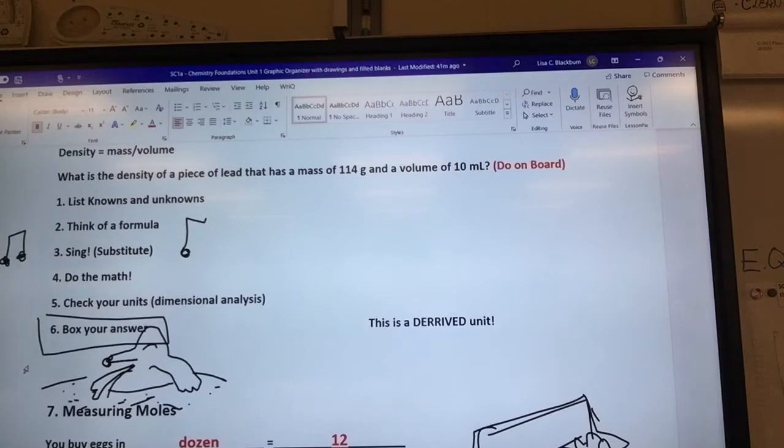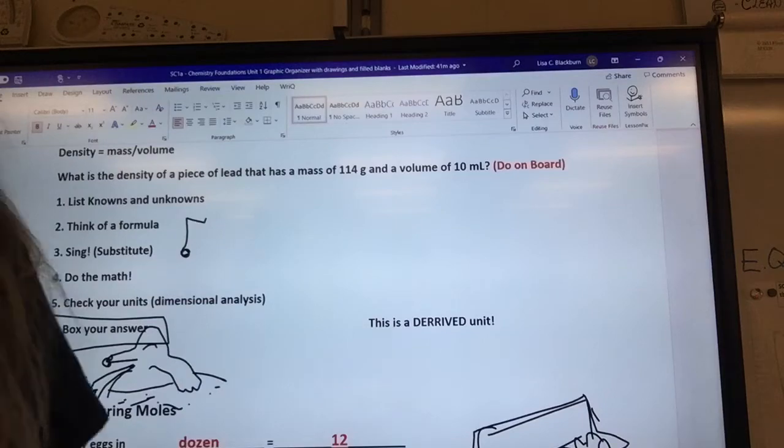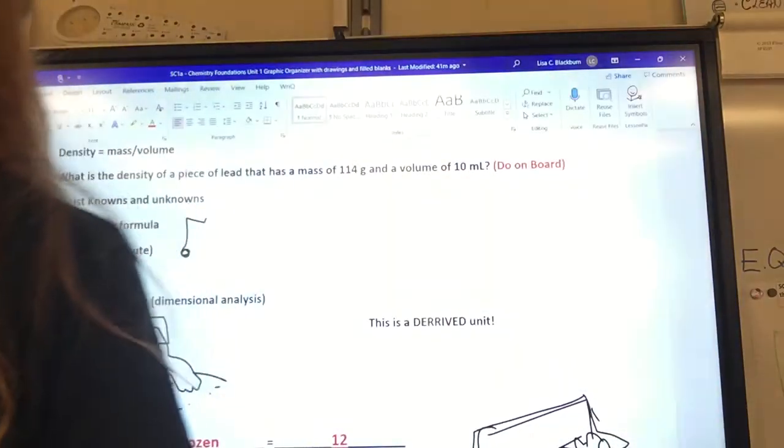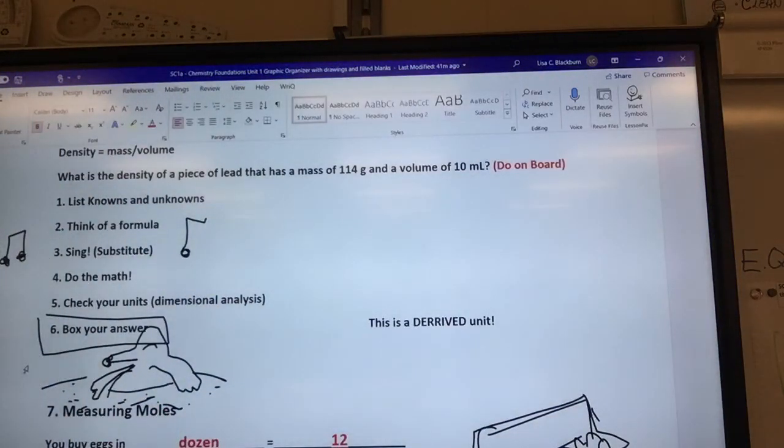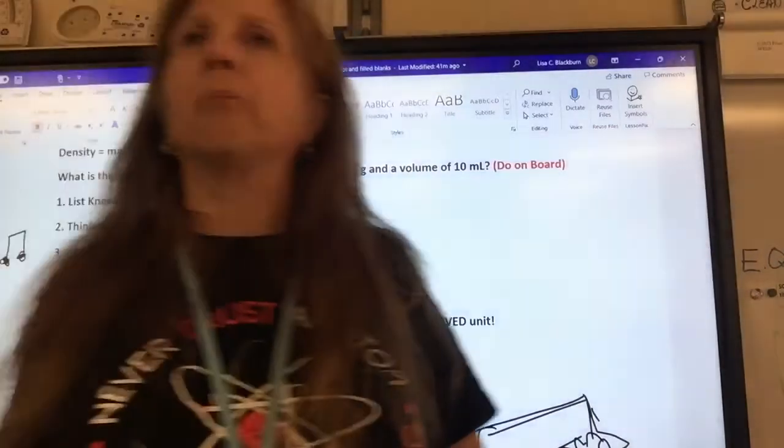Okay, we'll use blue. First of all, you list your knowns and unknowns. What is the density? So I know density is my unknown. You need to know what you don't know so you can get the answer. Has a mass of 114 grams. So I put mass equals 114 grams and a volume of 10 milliliters. Okay, so in science, usually the problems are word problems. What makes a word problem hard?